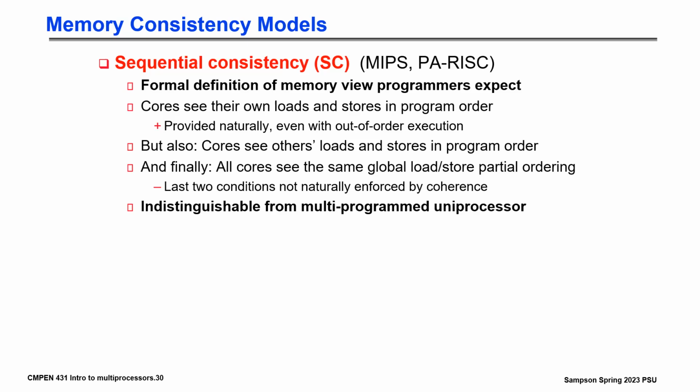So the basic ordering properties are going to be there. Cores see their own loads and stores in program order. Great, even our out-of-order execution already does this. We're going to see everyone else's loads and stores appear to have occurred in their program order. That's not actually naturally enforced by something like coherence. And finally, all of the cores are going to agree on a viable partial order among these loads and stores. If you have all of these things true, I'm going to argue this is indistinguishable from an interleaving of a multi-program uniprocessor. It's very easy to reason about. There are all sorts of things you can do in sequential consistency, but it turns out from a hardware perspective, there are a bunch of things you can't do. Getting that global agreement is not terribly performance friendly.